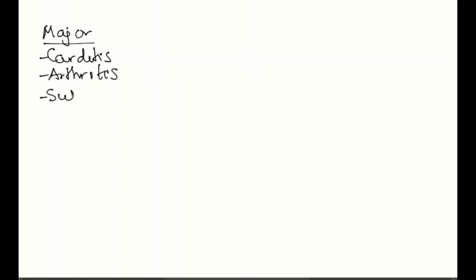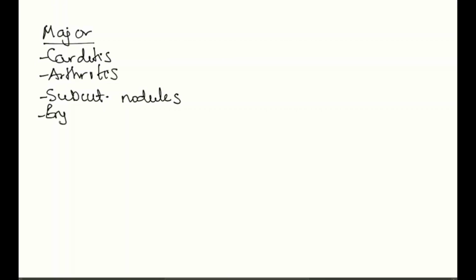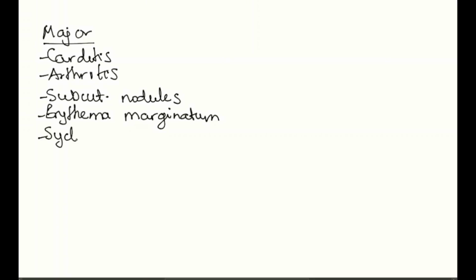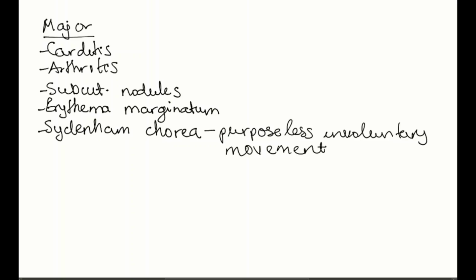Next, subcutaneous nodules. The nodules are firm and painless and usually occur over the knees, elbows, wrists, or spine. Next, erythema marginatum, and this describes a pink rash with a pale center and rounded margins. The rash usually occurs on the trunk and limbs, but rarely on the face. Last is Sydenham's chorea, and chorea simply describes purposeless, involuntary, non-stereotypical movements.